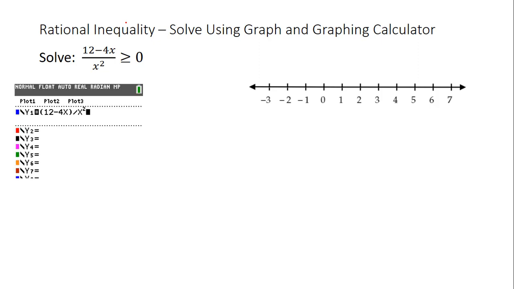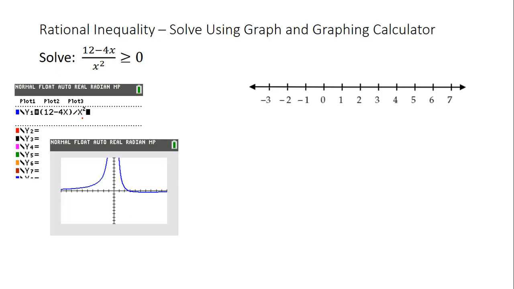On a graphing calculator, we can input the expression, the quantity 12 minus 4x in parentheses, divided by the quantity x squared, and graph. We get the picture of this rational function. Remember that there is an asymptote where the function is undefined, that is a vertical asymptote at x equals 0.